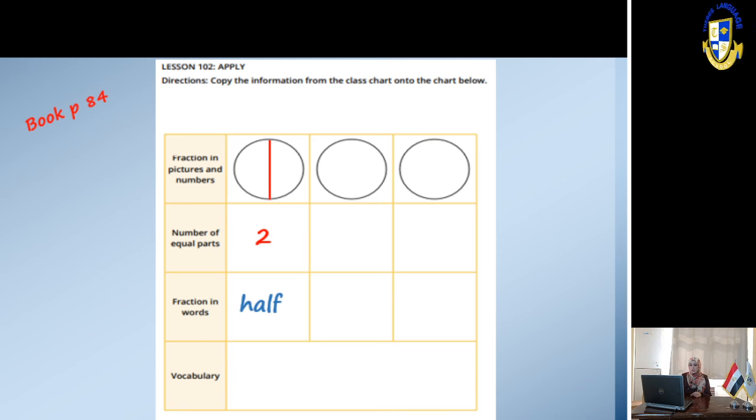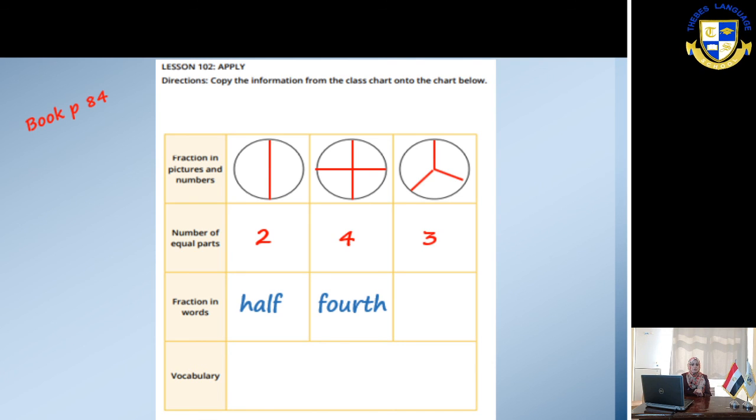The second circle is divided into, count how many parts? 1, 2, 3, 4. Number of equal parts is 4. Fraction in words is fourth or quarter. The third circle is divided into 3 parts. Number of equal parts is 3. The fraction in words is third or 1/3.